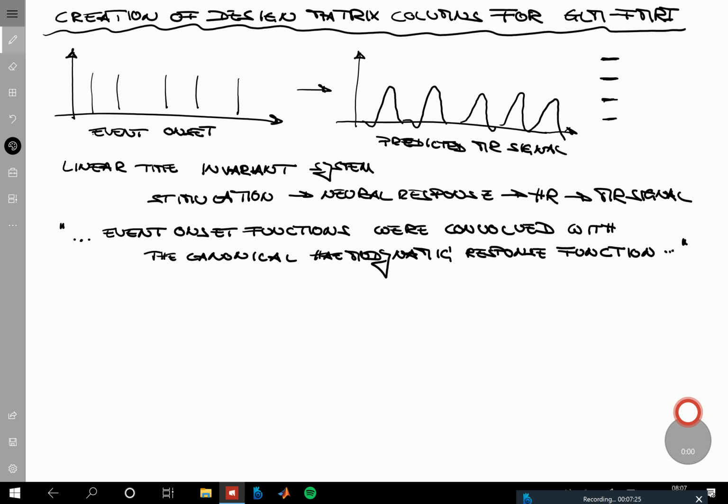Yeah? I always encounter this word canonical, but I don't know what it means in this respect. Yeah, this is why we're doing this course.